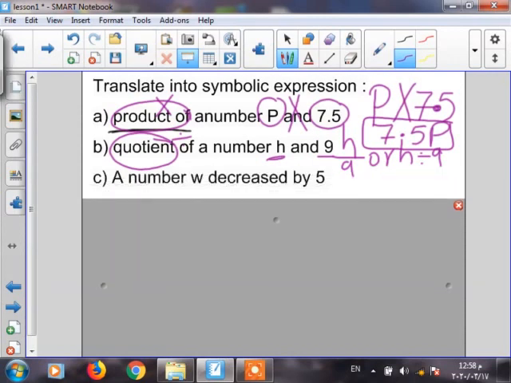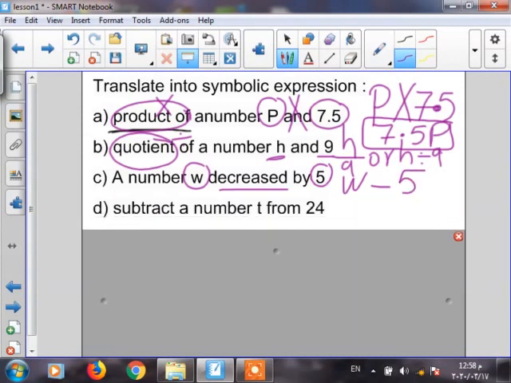Then the next one, the number W is decreased by 5. Or we say decrease or increase, we must get by the order. So step 1, what the meaning of this number I have here, the symbol is W, and decrease, it will be minus what? Minus 5.